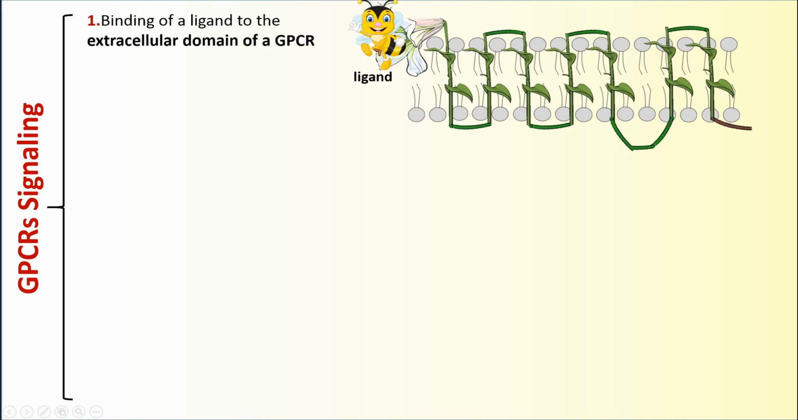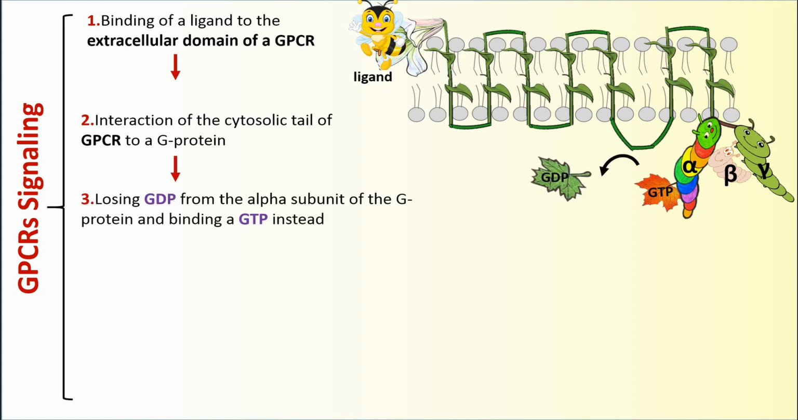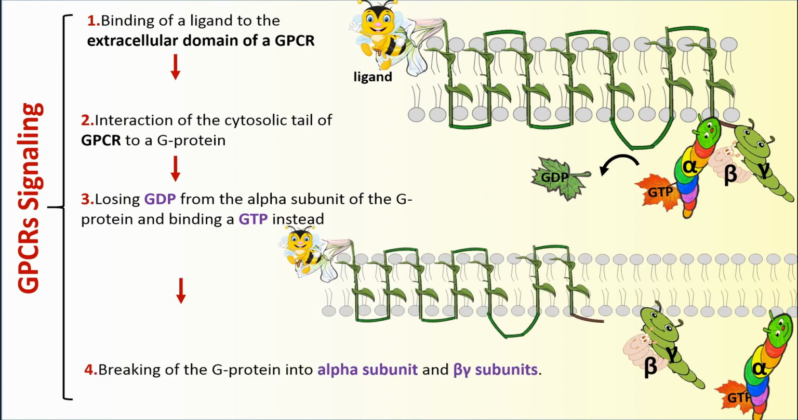GPCRs signaling. Step 1. Binding of a ligand to the extracellular domain of a GPCR. Step 2. Interaction of the cytosolic tail of GPCR with a G protein. Step 3. Losing GDP from the alpha subunit of the G protein and binding a GTP instead. Step 4. Breaking of the G protein into alpha subunit and beta-gamma subunits.